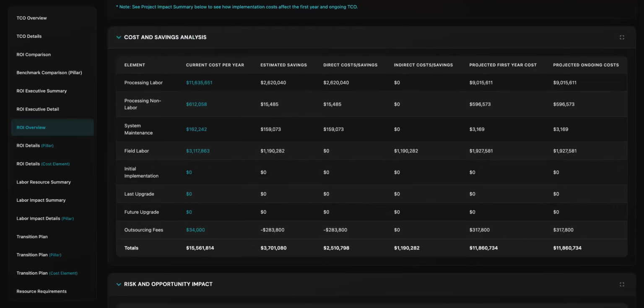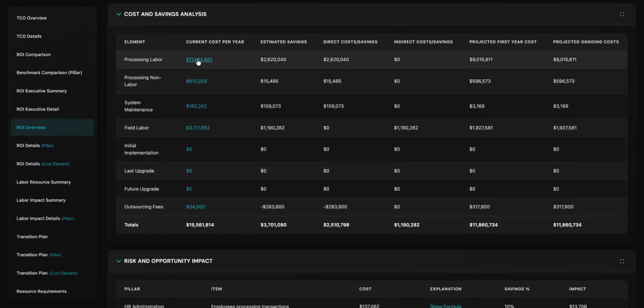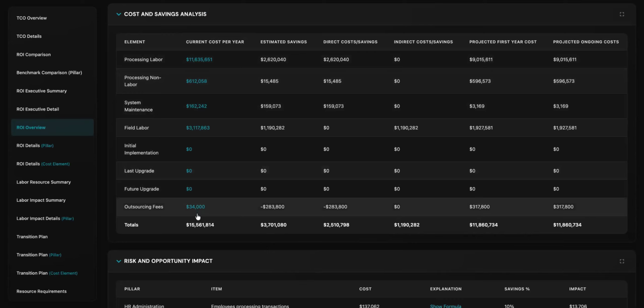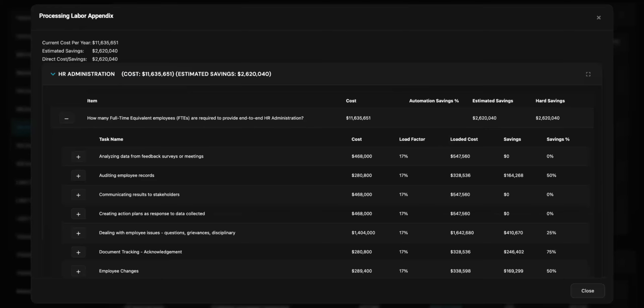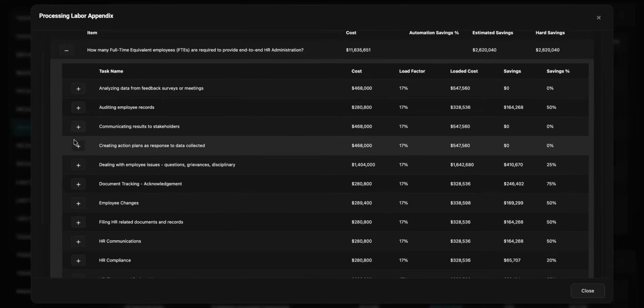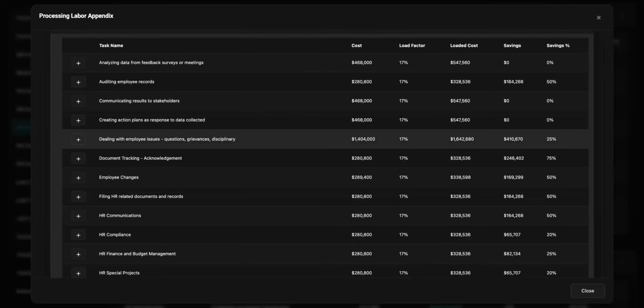As we graduate through the report, we're going to see all of the different costs. All of these different blue numbers are hyperlinked. So I can go in here and open up HR and see exactly what work items are being completed.